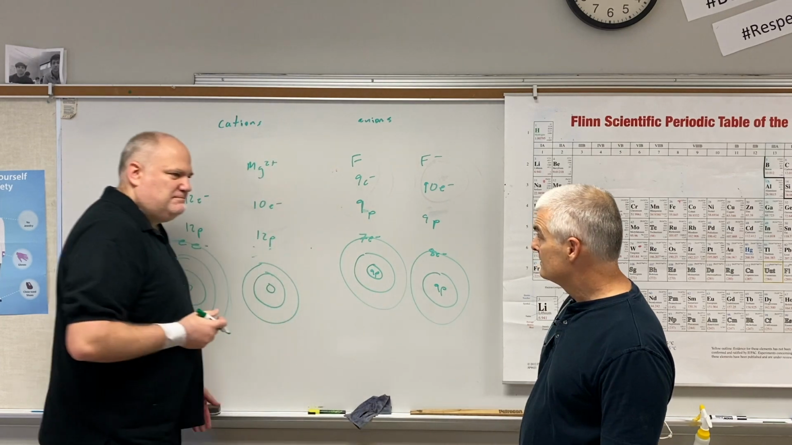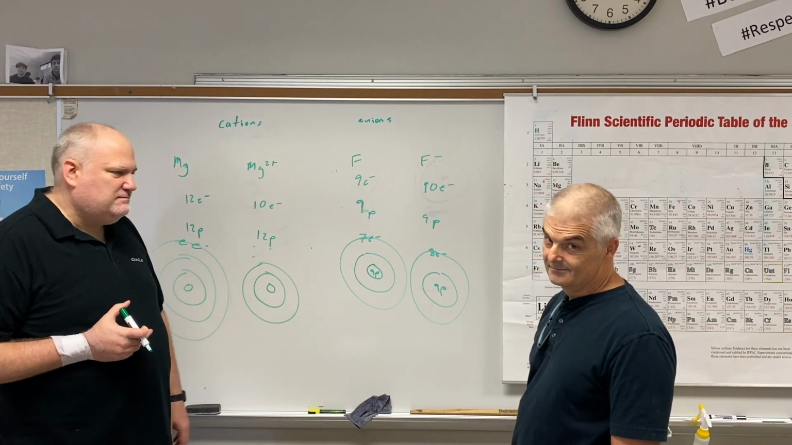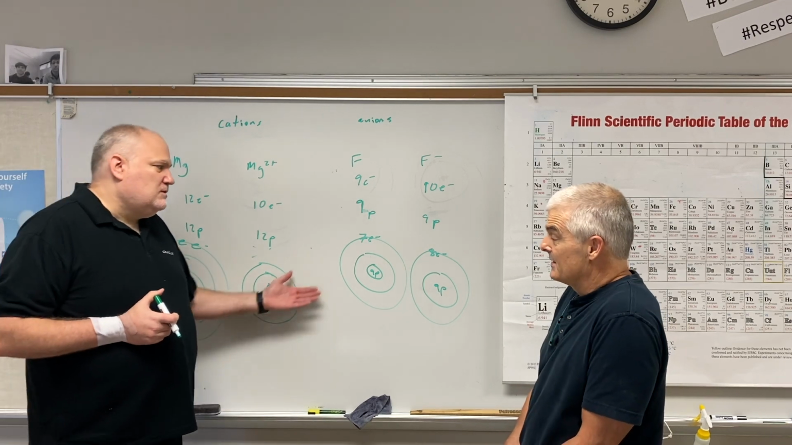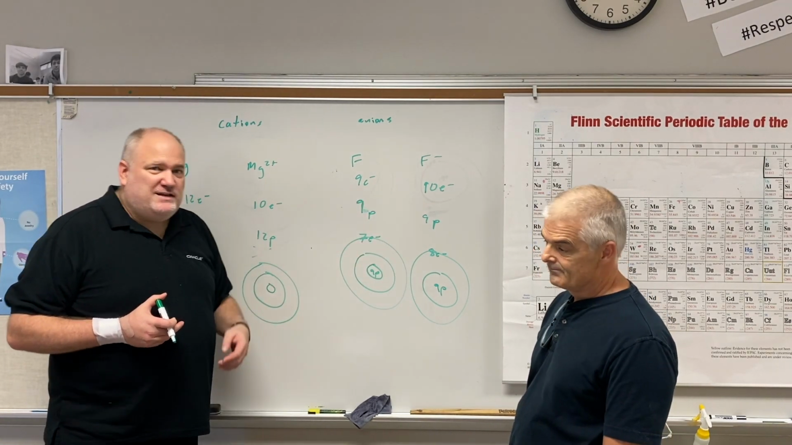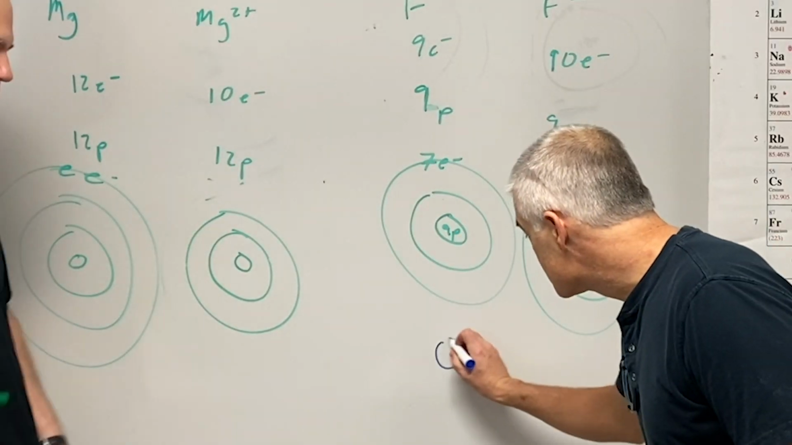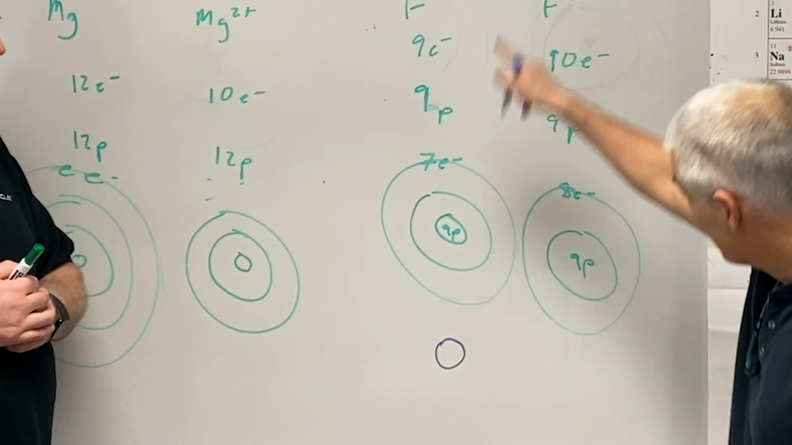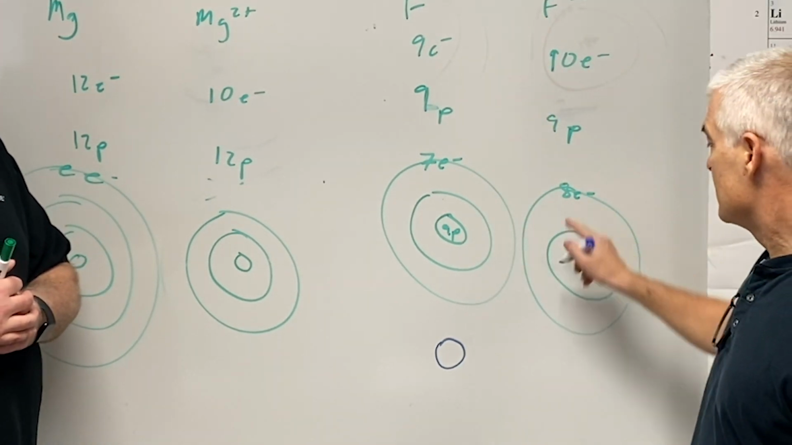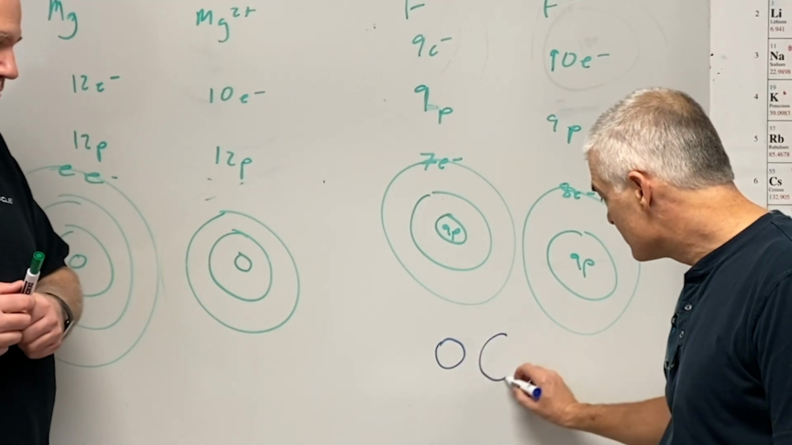Let me ask you this. Is it easier to pull in 7 things or is it easier to pull in 8 things? 7, because I've got to fight against 7 guys instead of 8. So that means that as you go here, that negative ion is actually going to be bigger. So basically, if this is the size of the fluorine atom, the one with 8 electrons is going to be just slightly bigger. Just a little bit bigger.